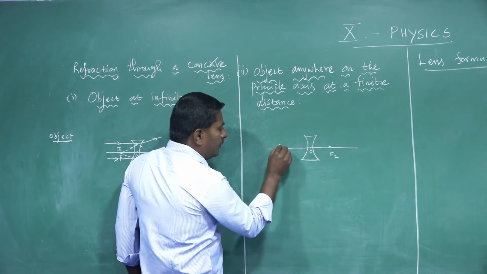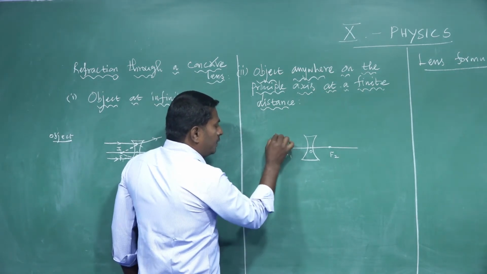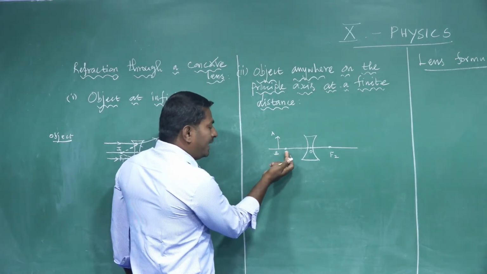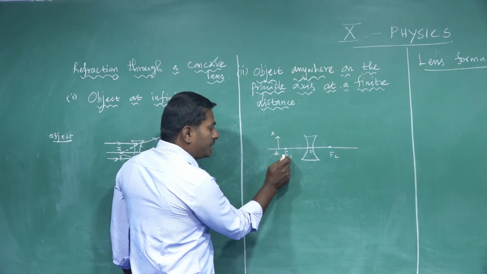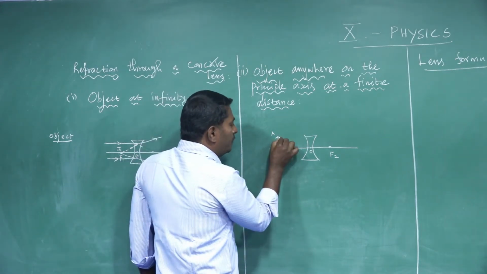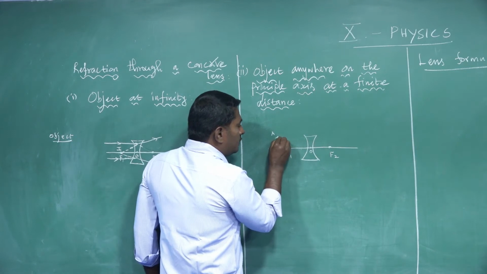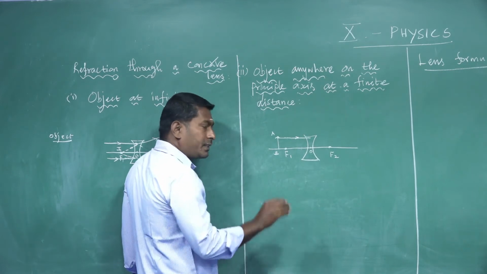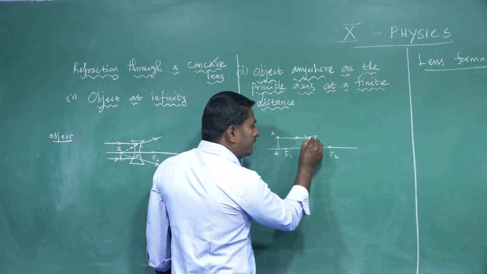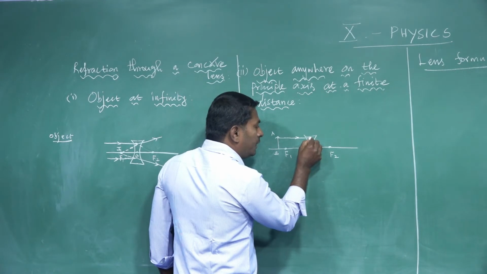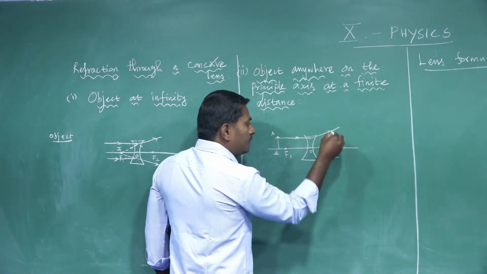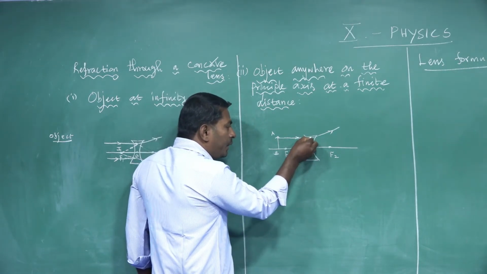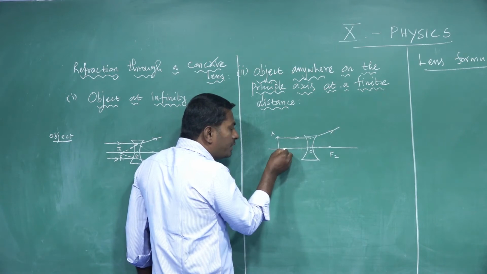We assume AB is an object. That object is placed a little bit behind the principal focus F1. One ray coming from the object travels parallel to the principal axis, incident on a concave lens, refraction takes place. After refraction, see the refracted ray emerges out of the concave lens. This ray appears to be diverged from a principal focus F1.